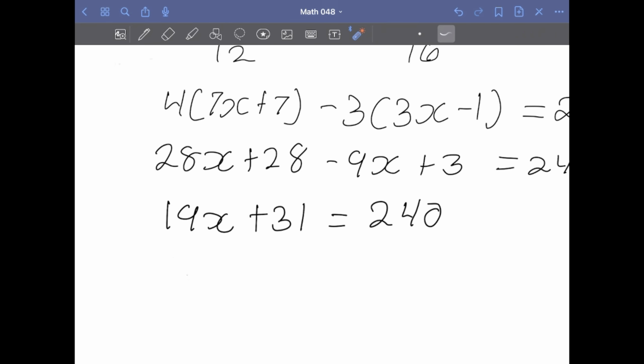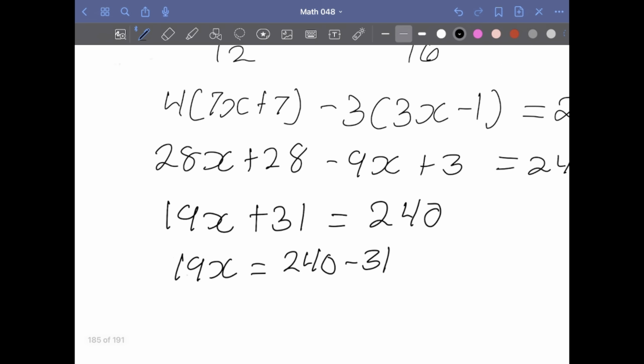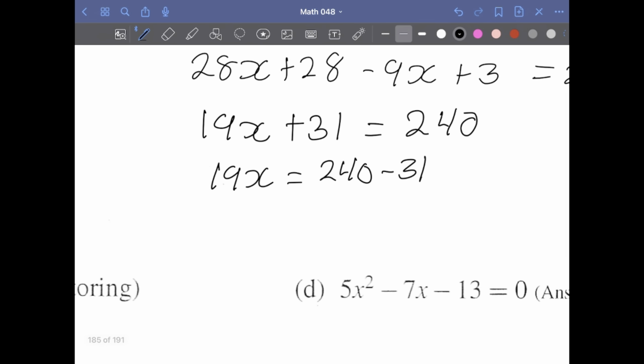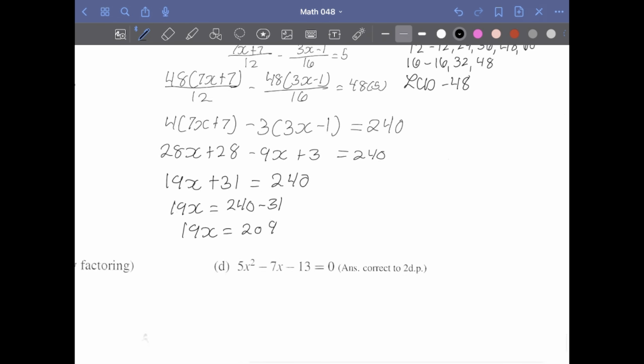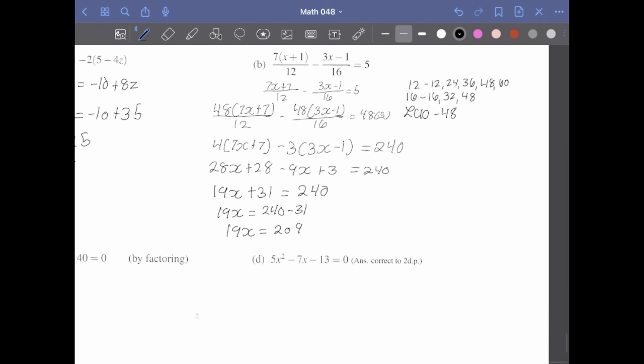Gonna transpose and send this 31 over here. When I do that, this becomes negative. So 19x is equal to 240 minus 31. 240 minus 31 is 209. So 19x is equal to 209. And let's see, is 209 divisible by 19? So 209 divided by 19 is 11. So x is equal to 11.